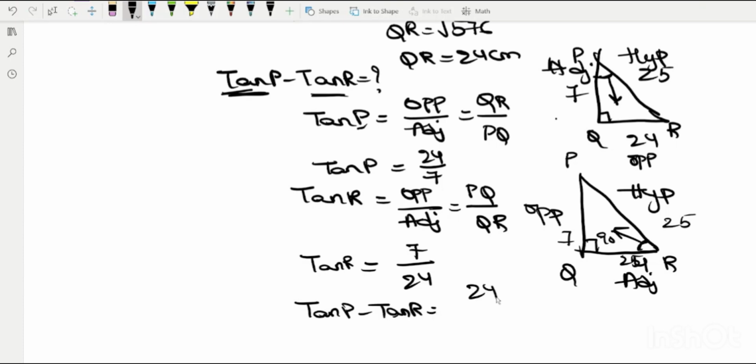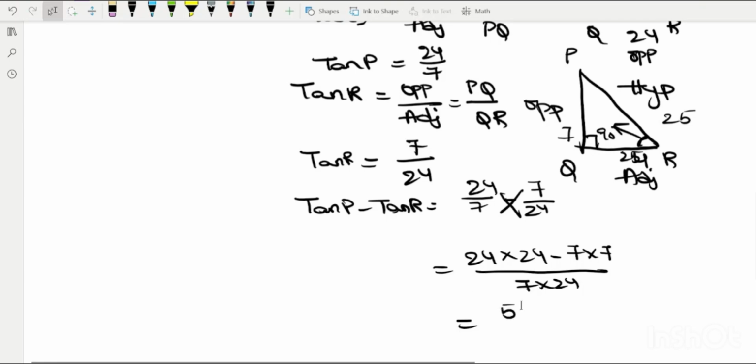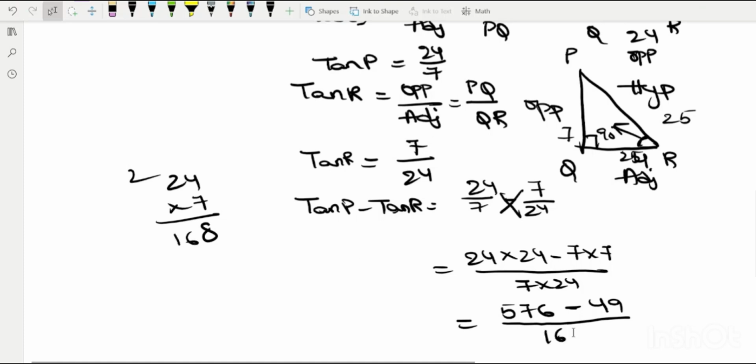Now we need to find out tan P minus tan R. So what is tan P? 24 by 7 minus tan R is 7 by 24. So here we do the cross multiplication. So 24 into 24 minus 7 into 7 upon 7 into 24. So 24 into 24 would be 576 minus 7 square, 49, and 7 into 24 would be 168. So 24 into 7, 7 fours are 28, 7 twos are 14, 14 plus 2, 16. 168. And 576 minus 49.